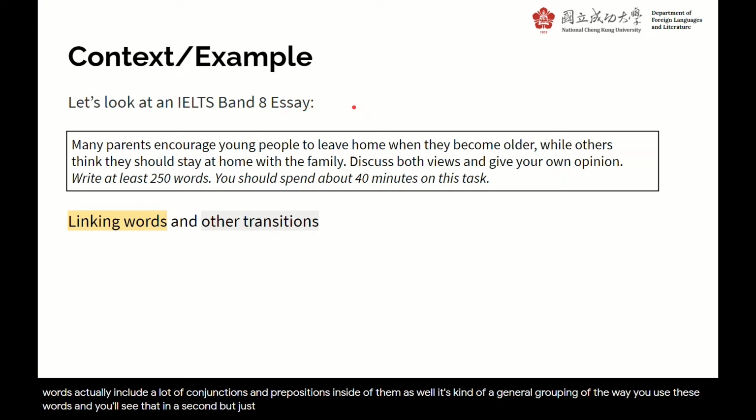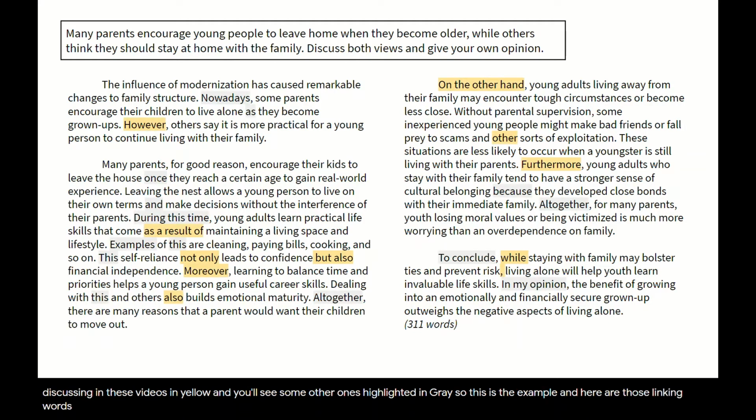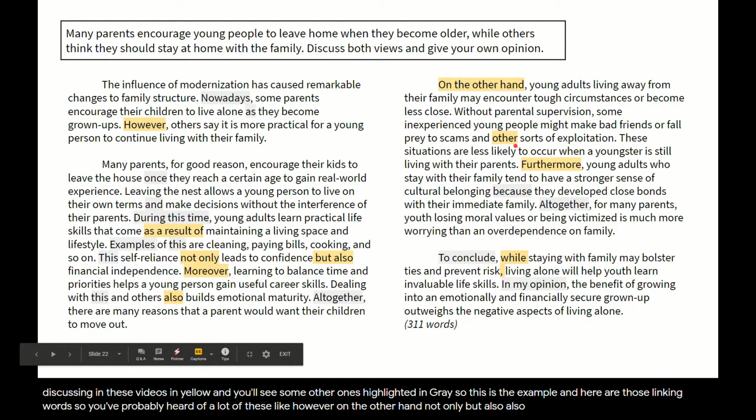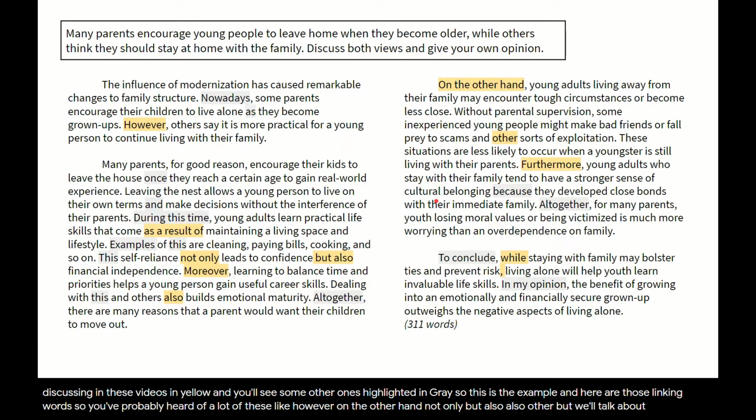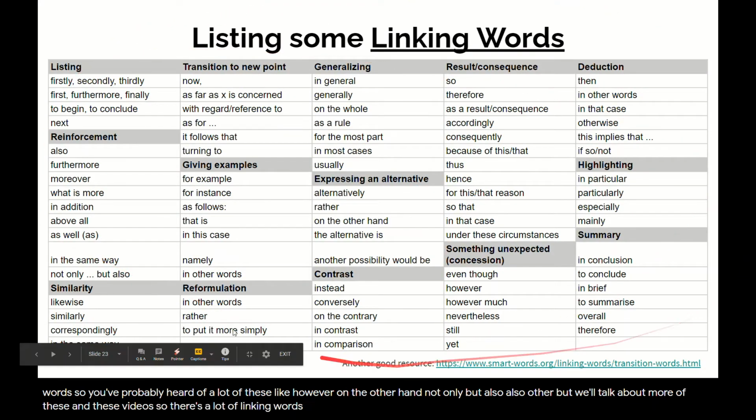But just for some context, here is an IELTS Band 8 essay. I will be highlighting the linking words that we'll be discussing in these videos in yellow, and you'll see some other ones highlighted in gray. So this is the example. And here are those linking words. So you've probably heard of a lot of these, like however, on the other hand, not only, but also, and others. But we'll talk about more of these in these videos. So there's a lot of linking words.